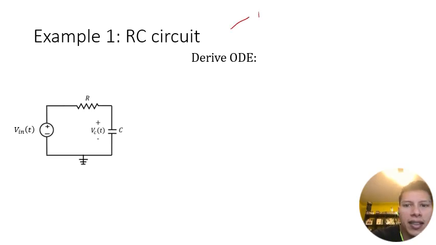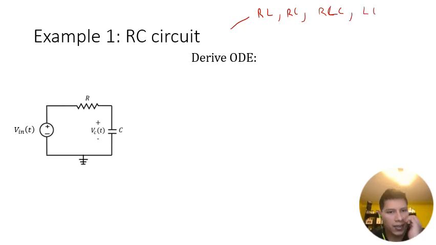are basically RL circuits, RC circuits, and then there's also RLC circuits, and then there's also LC circuits. So let's start with this RC circuit shown here.